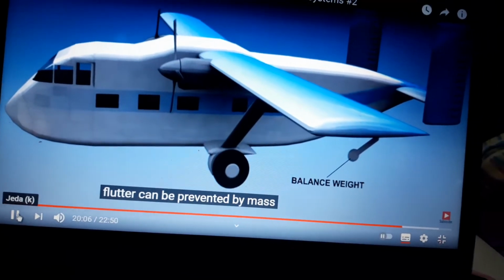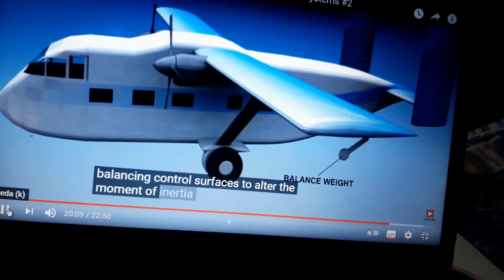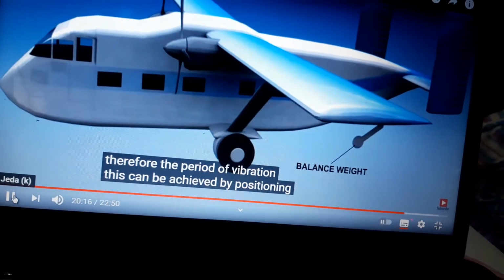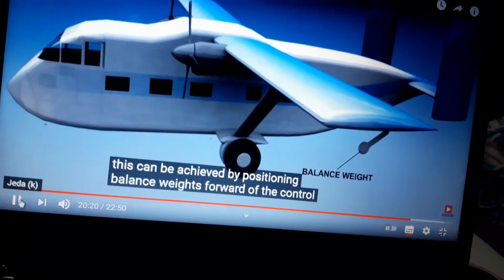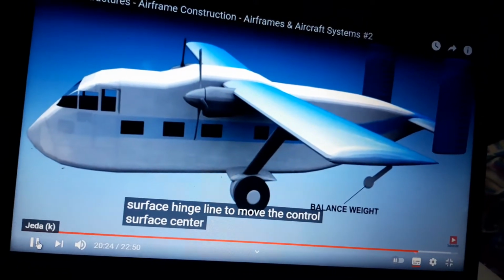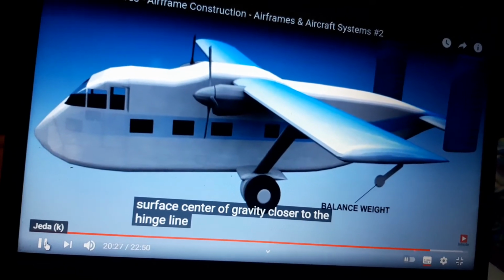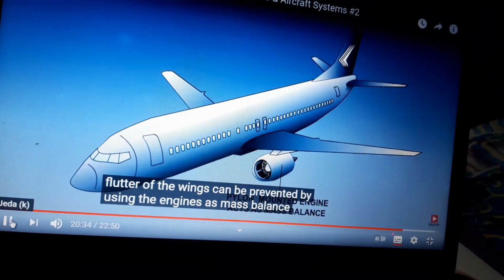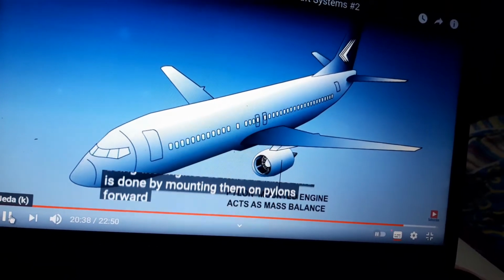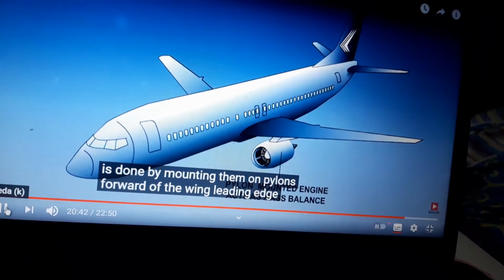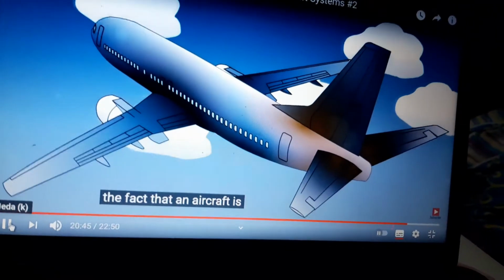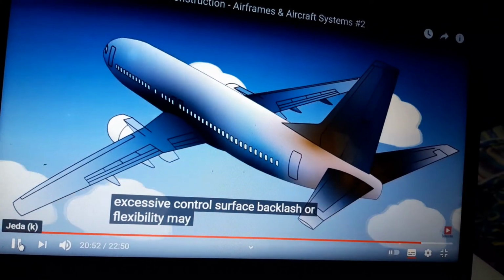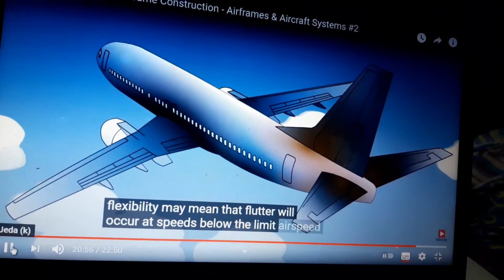Flutter can be prevented by mass balancing control surfaces to alter the moment of inertia of the surface and therefore the period of vibration. This can be achieved by positioning balance weights forward of the control surface hinge line to move the control surface center of gravity closer to the hinge line. Flutter of the wings can be prevented by using the engines as mass balance. This is done by mounting them on pylons forward of the wing leading edge. The fact that an aircraft is poorly maintained, particularly in respect to excessive control surface backlash or flexibility, may mean that flutter will occur at speeds below the limit airspeed.